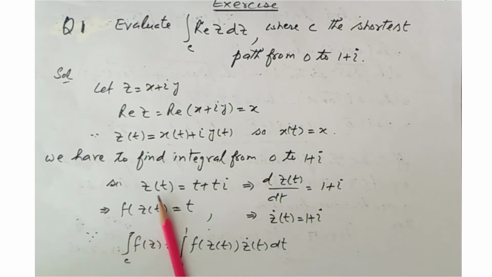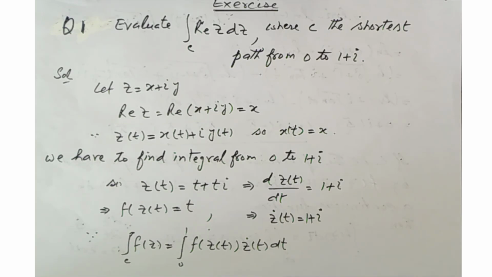So derivative of z of t, 1 plus 1 into iota, becomes 1 plus iota. Applying the function, we get the real part. So its real part is t. So we write f of z of t equal to t. This is z dot of t, which is 1 plus iota. And this is the basic formula.